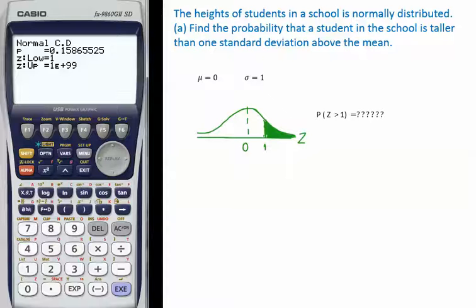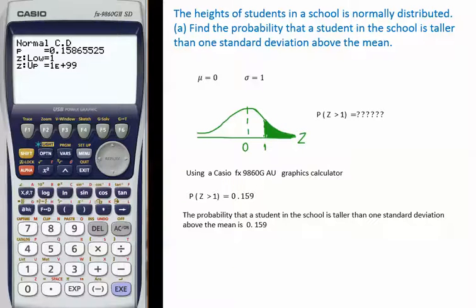The probability of a z-score of greater than 1 is this. So using our graphics calculator, we found the probability of z greater than 1 is 0.159, rounded off to 3 significant figures. So the probability that a student in the school is taller than one standard deviation above the mean is 0.159.